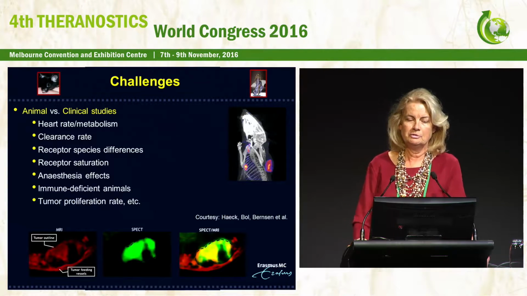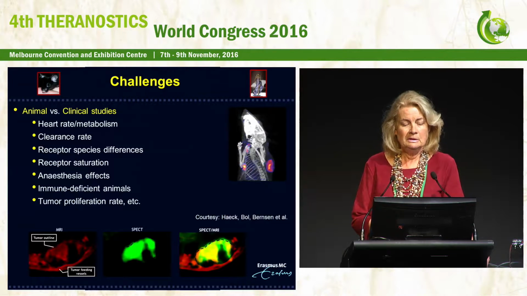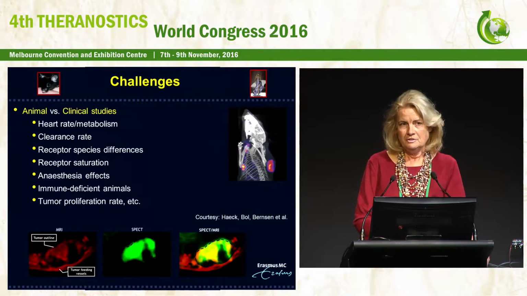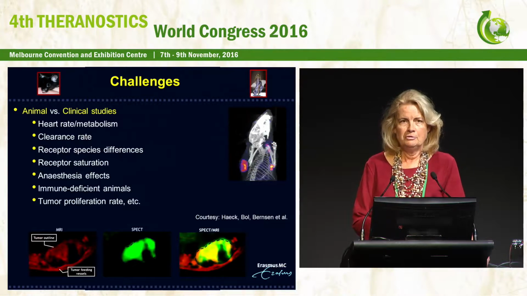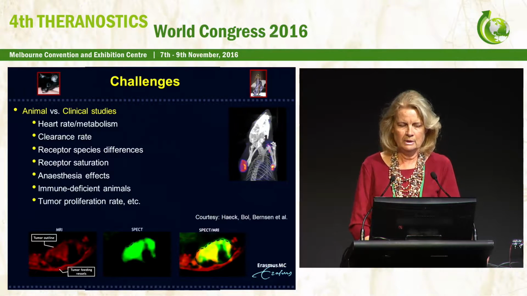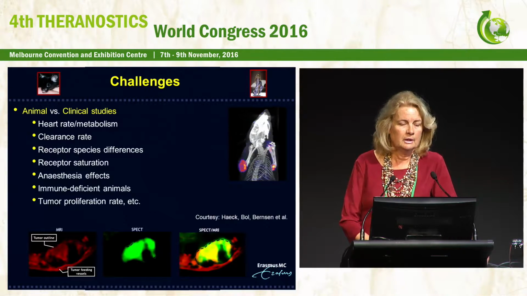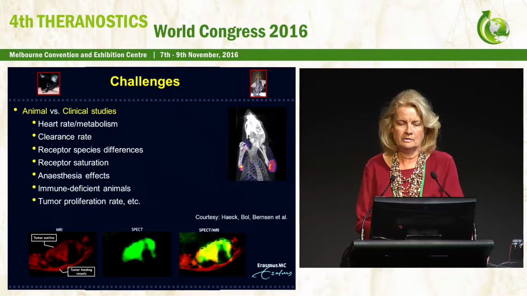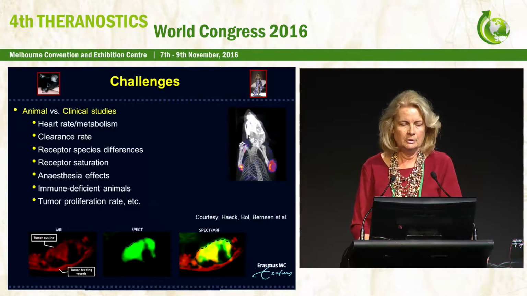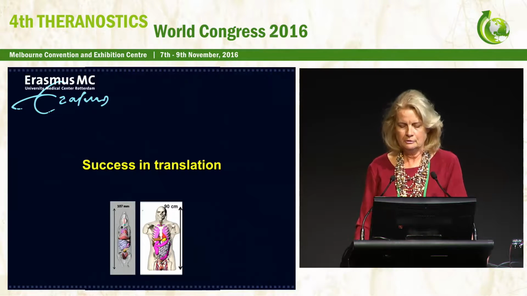We have seen examples for that. These small animals often have more easily saturation of the receptor, so we need high specific activity. Anesthesia can really influence the physiology in the animals and can mask all kinds of findings that we have. We should realize that these animals often are immune deficient, so how important is the immune system for the therapeutic response, and also the tumor proliferation rate can be quite different in these preclinical models.